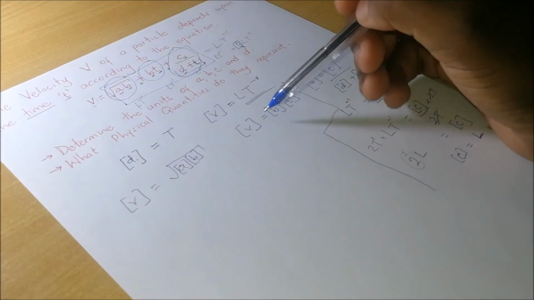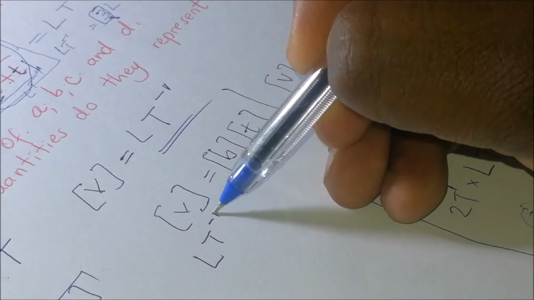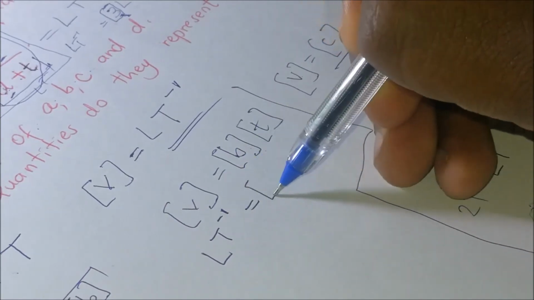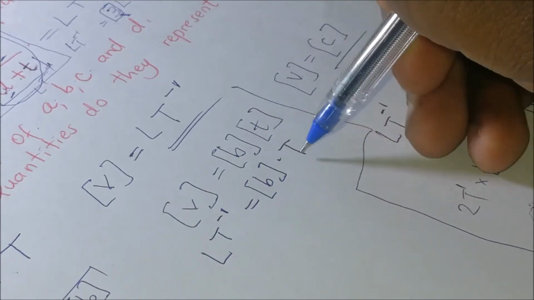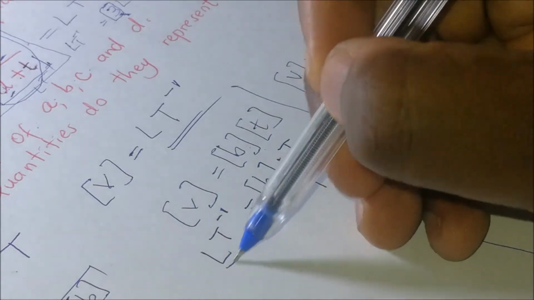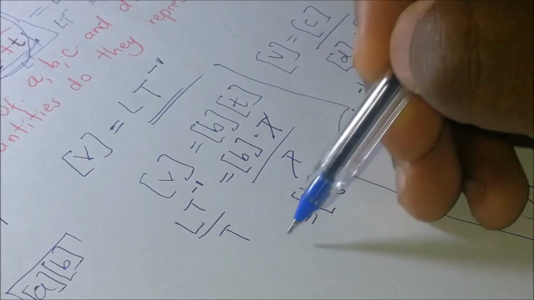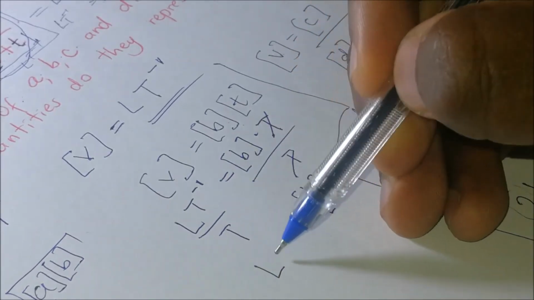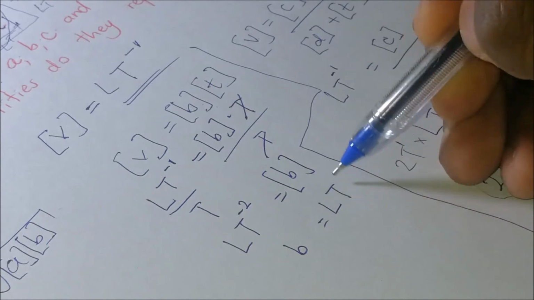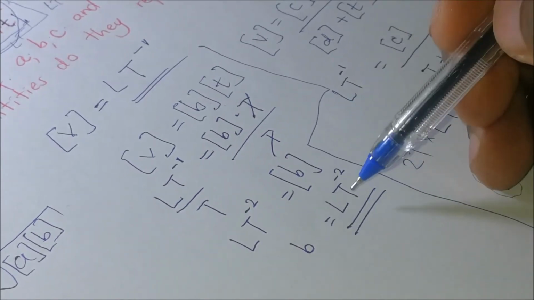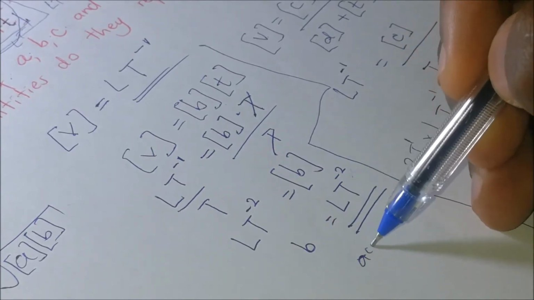So let's go ahead and find B. So still the dimensions of V, LT to the power negative 1, is giving us the dimensions of B times T. The dimensions of time is T. So we divide both sides by T. If this goes with that, we shall remain with the dimensions of B giving us LT to the power negative 2. So the dimensions of B are LT to the power negative 2. This is more like acceleration. This whole thing is acceleration.